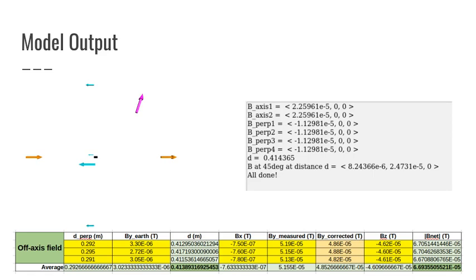Looking at the 45 degrees off-axis observation location, we see there is a discrepancy in the calculated and recorded magnetic field, but this is likely due to an error in the recording of the off-axis values.